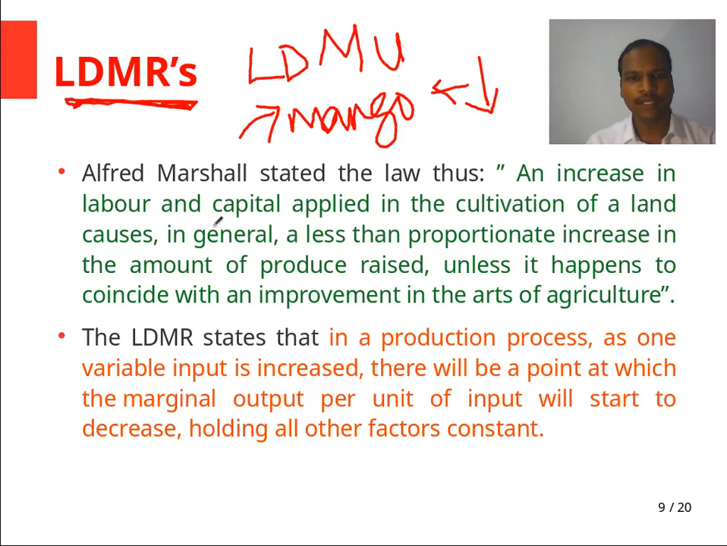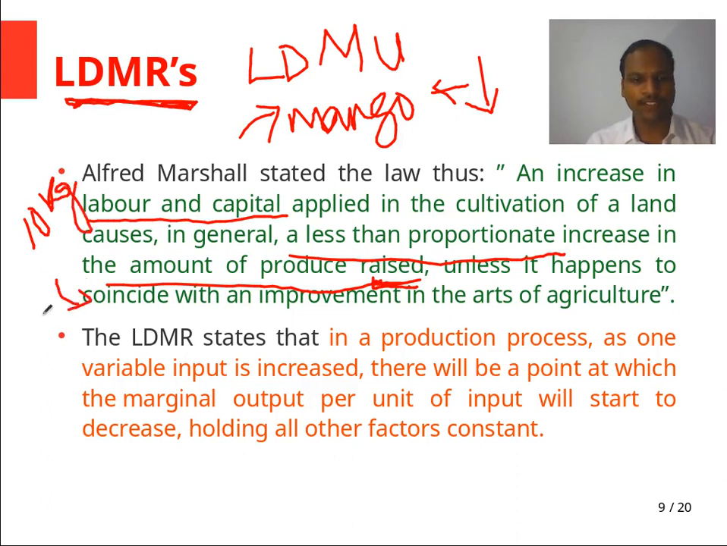Similarly, when the person applies more labor and capital in cultivation of a land, it causes a less than proportionate increase in the amount of produce raised. The yield will increase, but the proportion will be very less. For example, when we apply 10 kg of nitrogen, the production will be only 7 kg. That is why it is called the law of diminishing marginal returns.